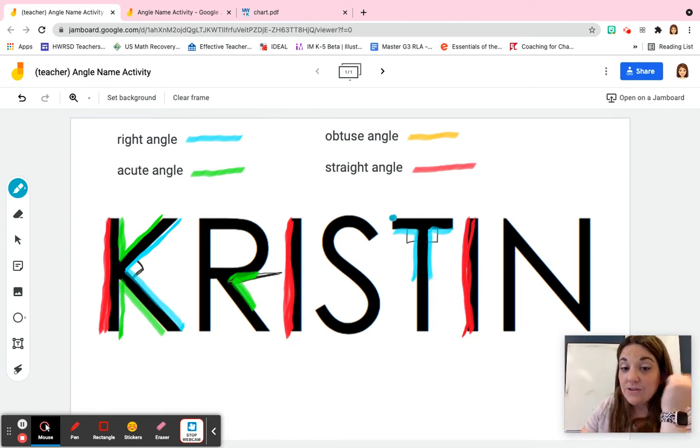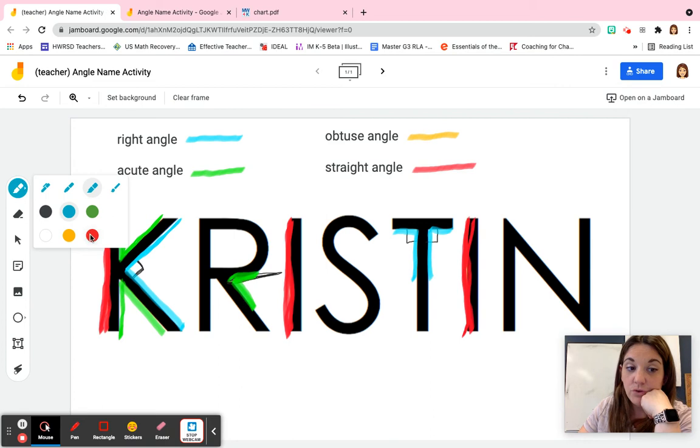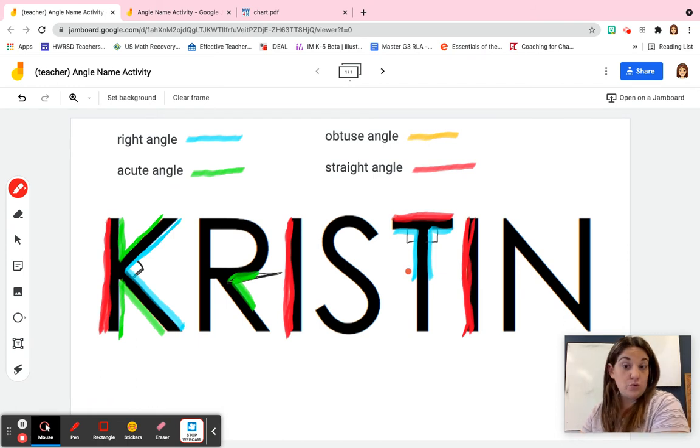I technically also have a straight angle. If you look at the top of the T right here, there's another straight angle. It's a straight line. So I could do that also. And my last letter is the letter N. So yeah, I technically have a straight line here. So if I wanted to, I could do this. Here's a straight. Here's another straight, right? Kind of on the outsides.